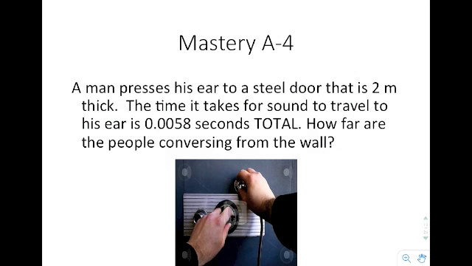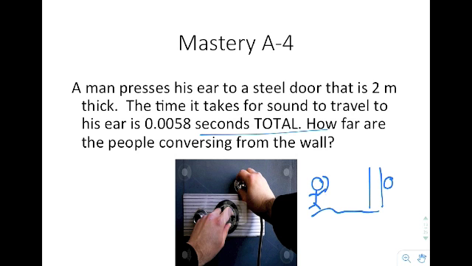It says a man presses his ear to a steel door that is 2 meters thick. The time that it takes for the sound to travel to his ear is 0.0058 seconds total. So, how far are the people conversing on the other side of the wall? So basically you have people conversing, and then you have a wall, and then you have somebody with their ear pressed to the wall. You want to know what the distance is between them and the wall.